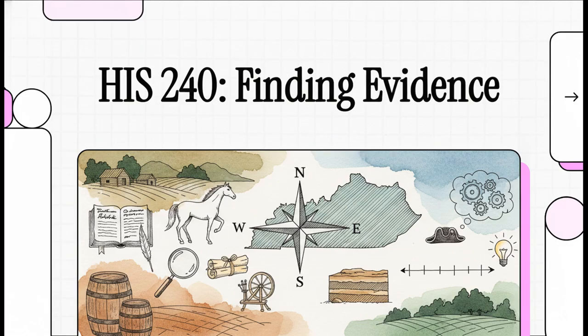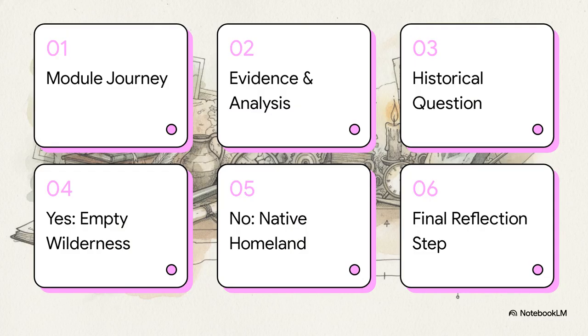Let's just dive right into this because honestly, understanding how to find and leverage historical evidence is the absolute bedrock of thinking like a true historian. Here is our roadmap for today. We'll be mapping your module journey, decoding the evidence and analysis assignment, examining the historical question, looking at arguing yes for an empty wilderness, arguing no for a native homeland, and finally closing it out with the reflection step.